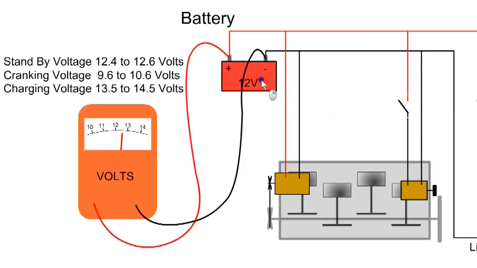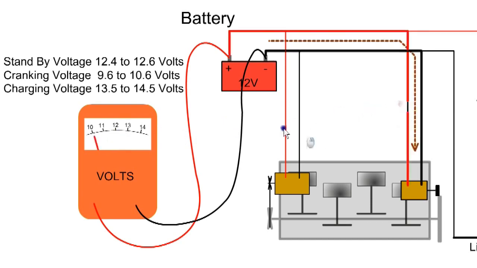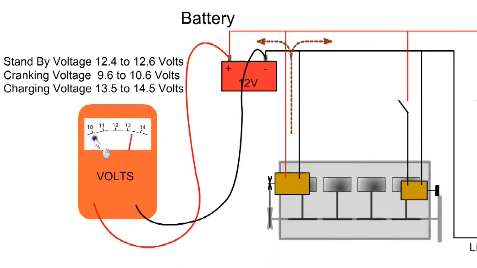The battery provides energy storage for starting the engine rotating. At standstill, the voltage is rated at approximately 12.5 volts, and for this engine it drops to 10 volts when cranking and rises to 14 volts when the engine is running and the battery is charging.